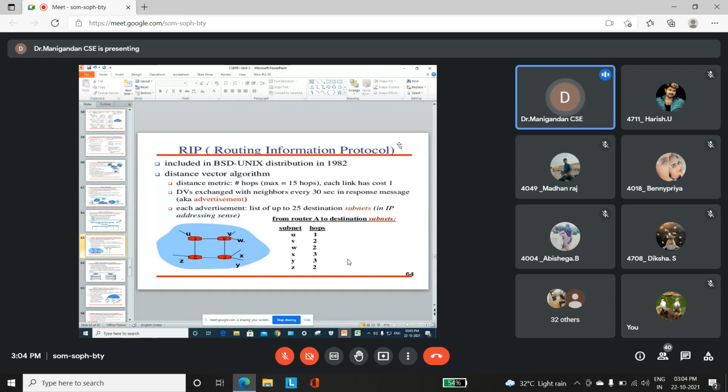Here the subnets are assigned as U, V, W, X, Y and Z. And then for the hops, from U node to the particular node A is assigned as one hop. From U to A one hop, and then from A to V is another hop. So it is assigned as two hops. For W, it is U to A, and then from A to B, with the help of V, it is also two hops. So by using two hops it can be transmitted from source to destination.